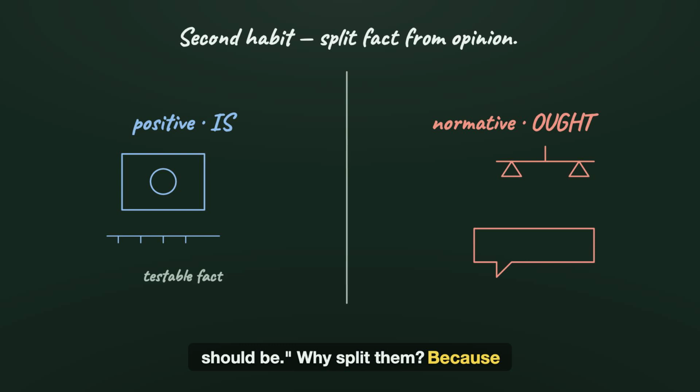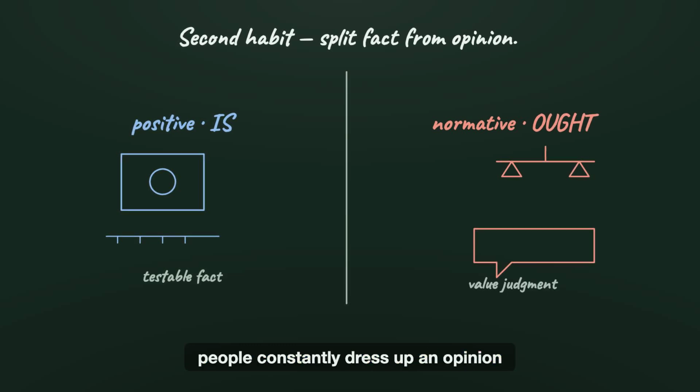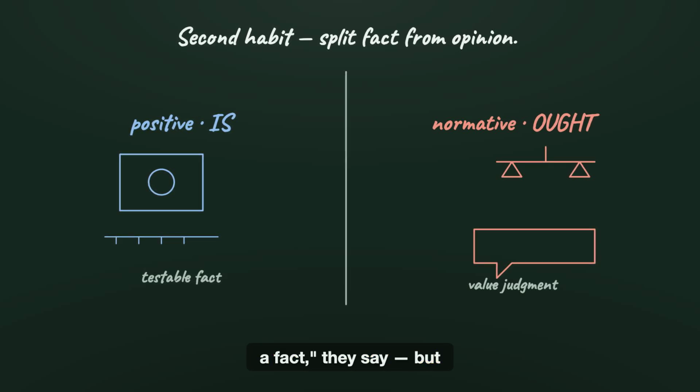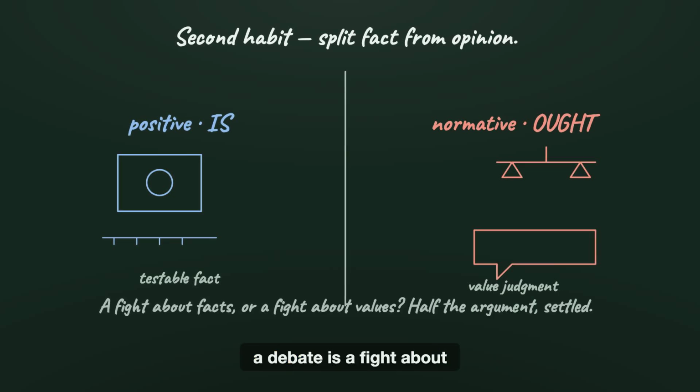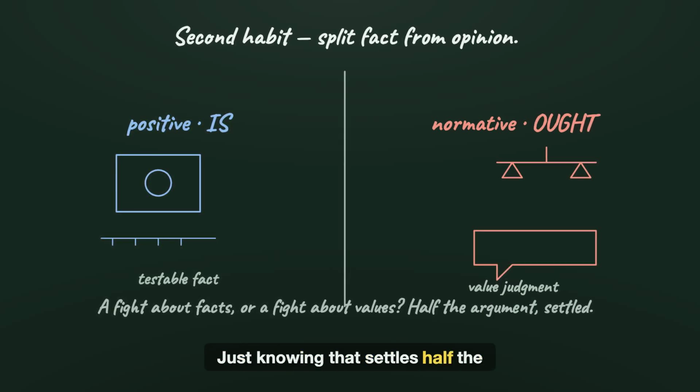Why split them? Because people constantly dress up an opinion as a fact. This is just a fact, they say. But listen, and it's often a value judgment. Once you can separate fact from opinion, you can see whether a debate is a fight about facts or a fight about values. Just knowing that settles half the argument.